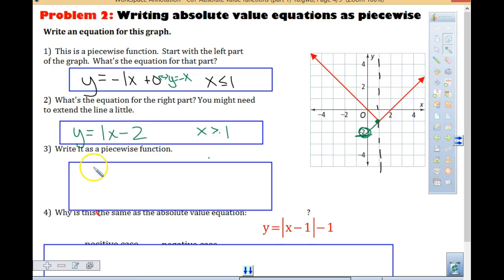So this is what you were doing today in your homework. If we were writing that piecewise function, we'd say f of x equals: the first function was negative x when x is less or equal to 1. And the second piece of this function is y equals x minus 2 if x is greater than 1.